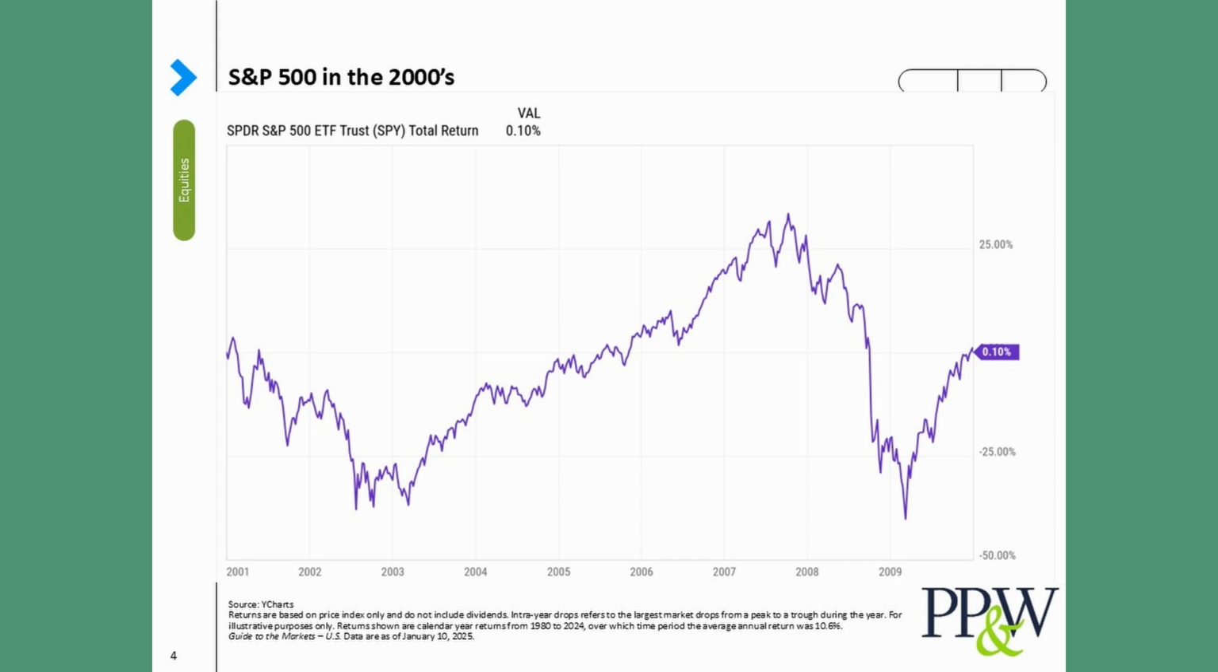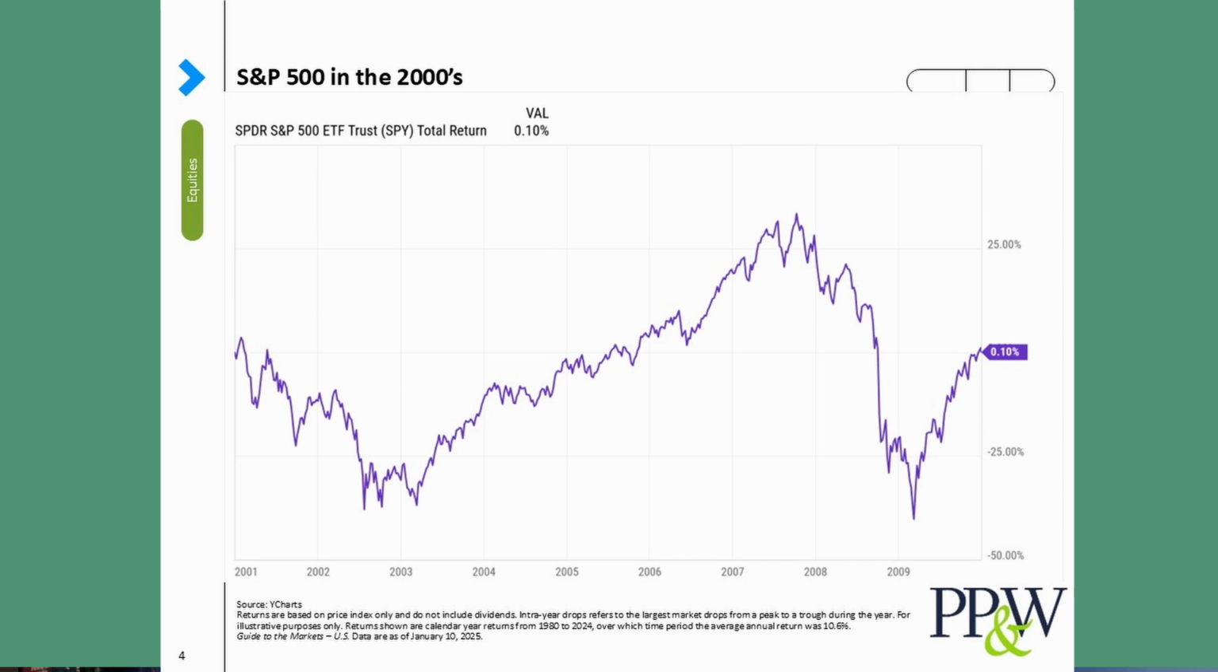If you would have invested on December 31st of 2000 and held that investment through the next 10 years, your grand total return would have been 0.1%. That's not an average annual return. That is your total return for the whole period.